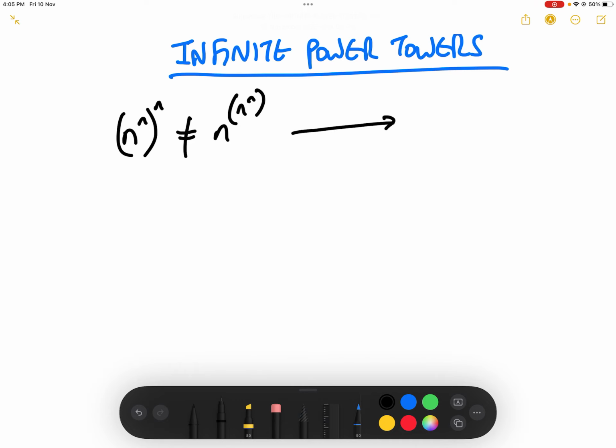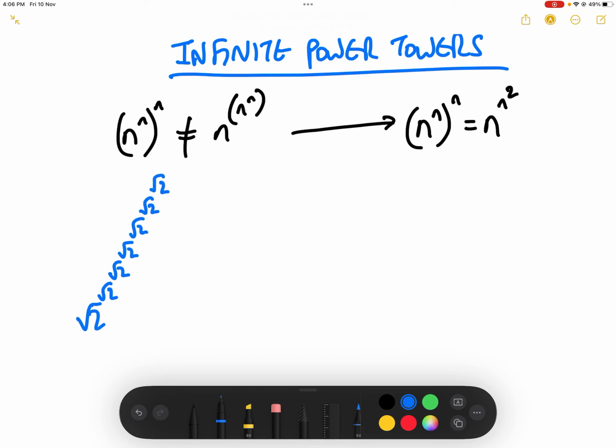One of the things that we did discover in the previous video was that n to the n to the n is the same thing as n to the n squared, and we're going to use that in a couple of minutes. So what we're going to look at is the power tower of root 2. So root 2 to the power of root 2 to the power of root 2, and so on, ad infinitum. And the question that we're going to analyse is whether or not this actually gives us a finite answer or an infinite answer.